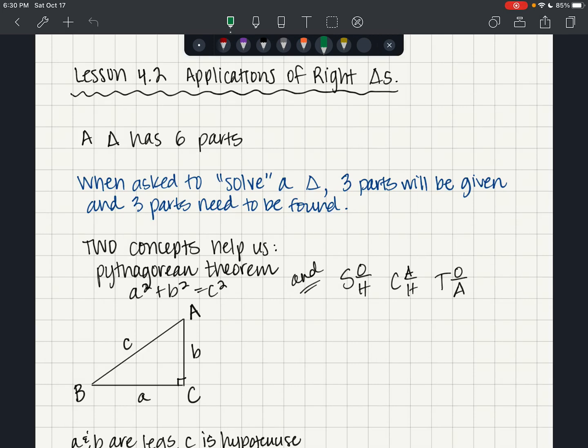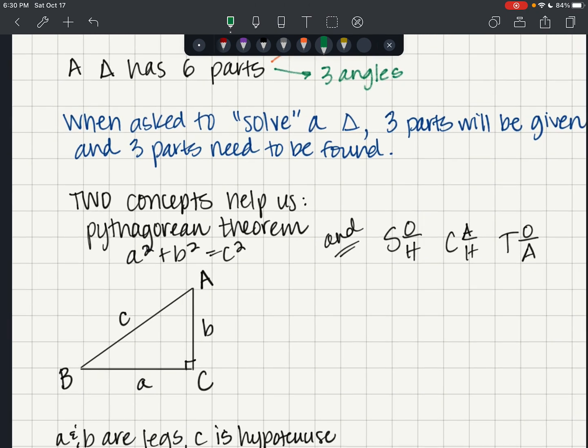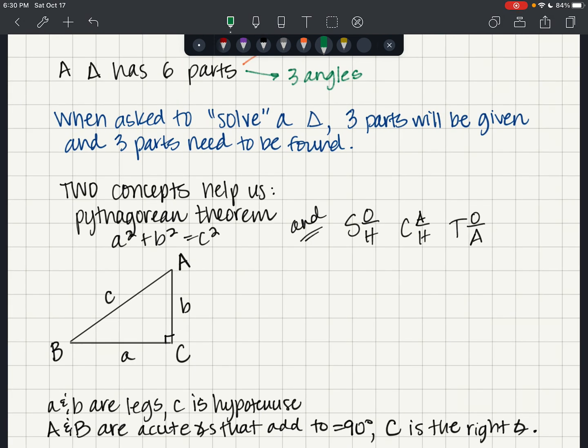Applications of right triangles allow us to solve a triangle, and a triangle has 6 parts. It has 3 sides, and it has 3 angles. And when we're asked to solve a triangle, 3 parts are going to be given and 3 parts will need to be found. 2 concepts that are going to help us are the Pythagorean theorem and our right triangle trigonometry, sine, cosine, and tangent.